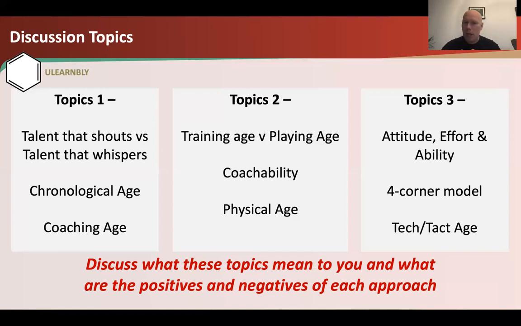You know, how coachable are they? What do we mean by coachability? Why is that an important factor when we're talking about talent development and talent perception? How we perceive individuals. Again, it comes back to confirmation bias.